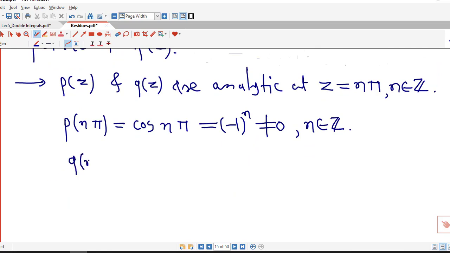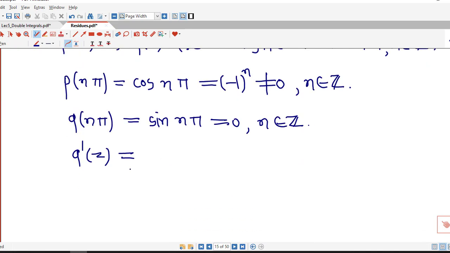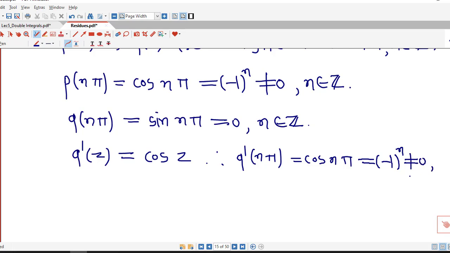Now we find out the value of function q at n pi. Function q is the sine function, so sin n pi, which is 0 for every integer n, and we require the first derivative of q. Q of z is sin z, so the derivative of sin z is cos z, and therefore the value of q dash at z equal to n pi is again cos n pi, which is nothing but minus 1 raised to n, and this is non-zero for every integer n.